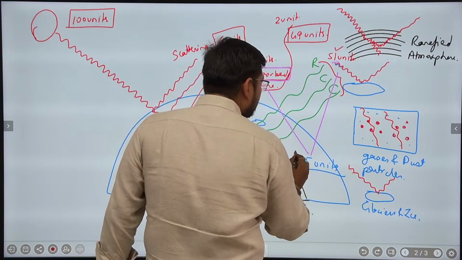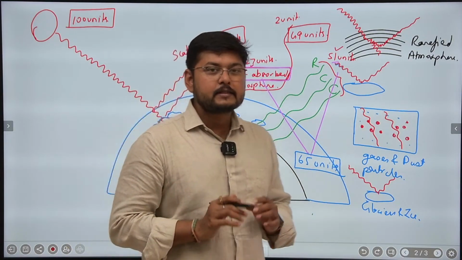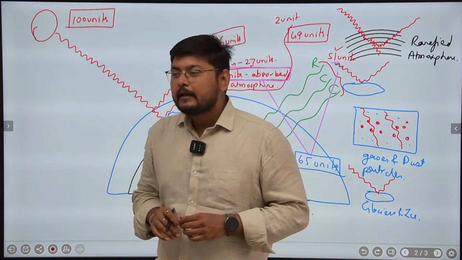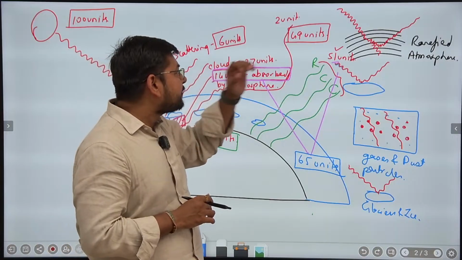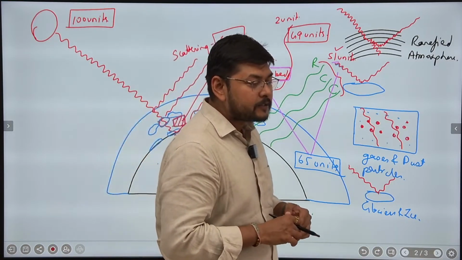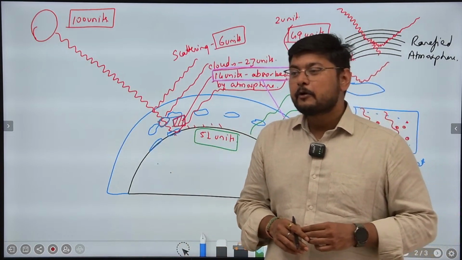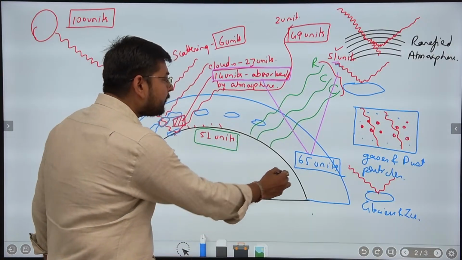So in this case, what we see is that the amount of energy which is absorbed in the atmosphere is just 14 units. While the amount of energy which is absorbed by the surface of Earth in this case is 51 units. And the amount of energy which is re-radiating back from the surface of Earth, after it has been absorbed by either the surface of Earth or the atmosphere, totals 65 units.